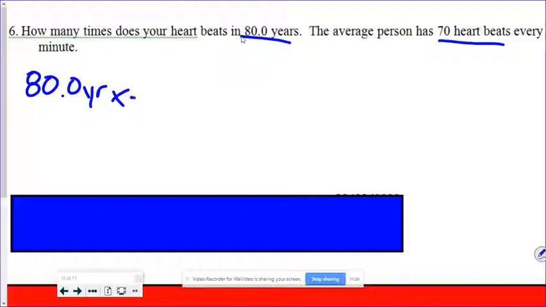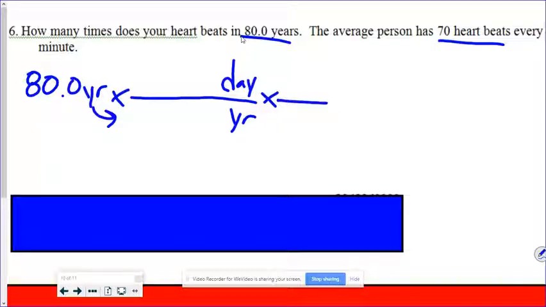Multiplication sign, division bar, whatever's on top goes on the bottom of the next step. I want to get to heartbeats. So what can I convert years into? Well, we've been learning we can convert years into days. Multiplication sign, division bar, because I don't want my answer in days. I want it in heartbeats. So whatever's up here goes down here. So days go down here.